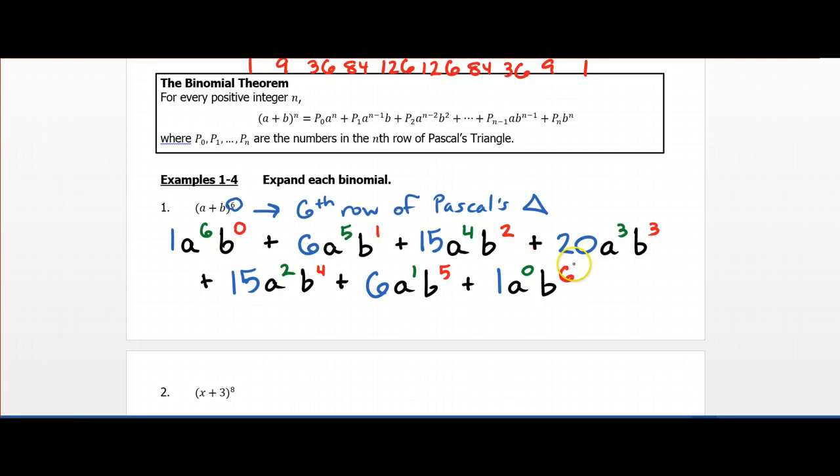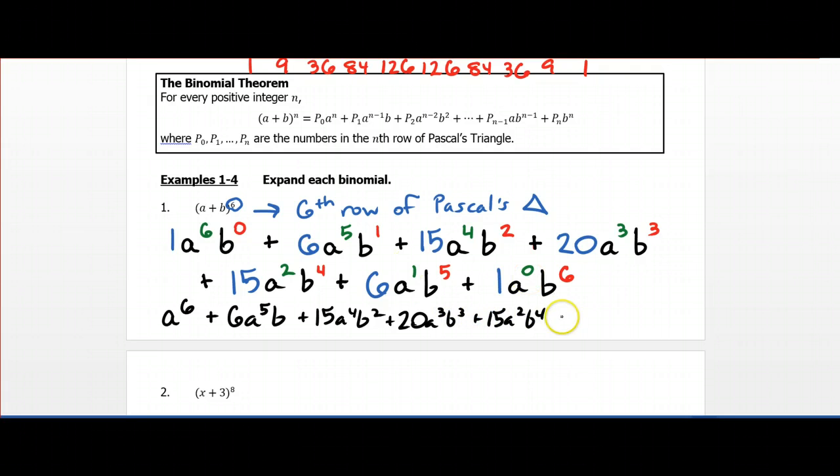Okay, so my final answer for this problem, we're going to do some simplification here. Our first term is 1a to the 6th, b to the 0. That simplifies to just a to the 6th. Our next term is 6a to the 5th, b. Then we have 15a to the 4th, b squared, plus 20a cubed b cubed, plus 15a squared b to the 4th, plus 6ab to the 5th, plus 1 times a to the 0 times b to the 6th would just be b to the 6th.